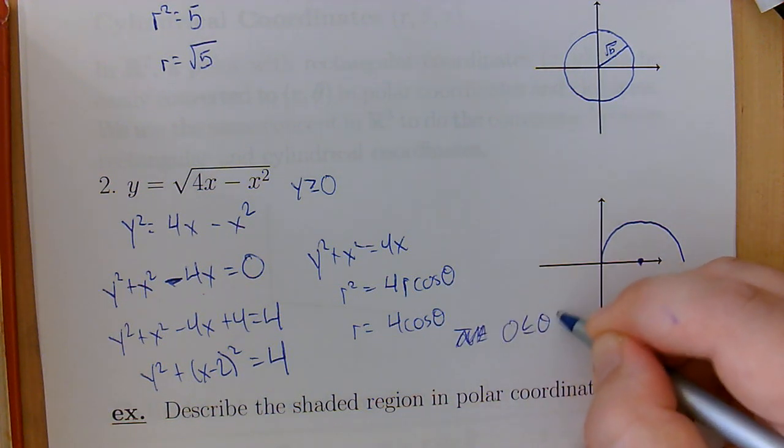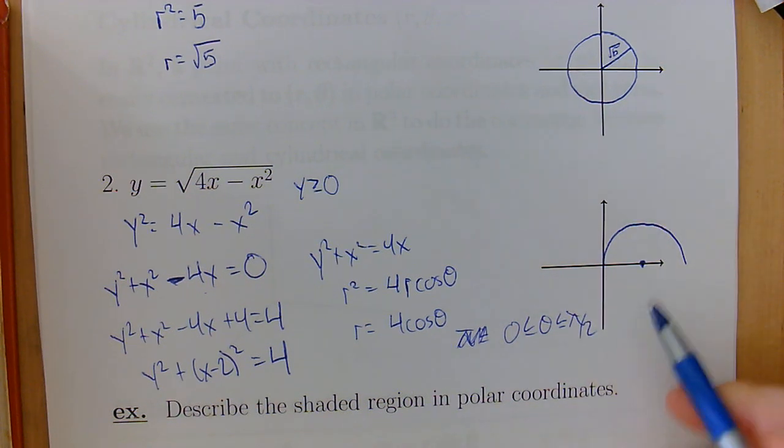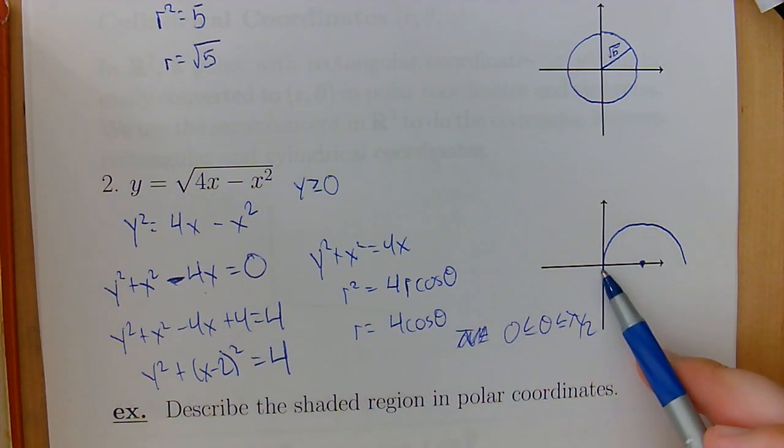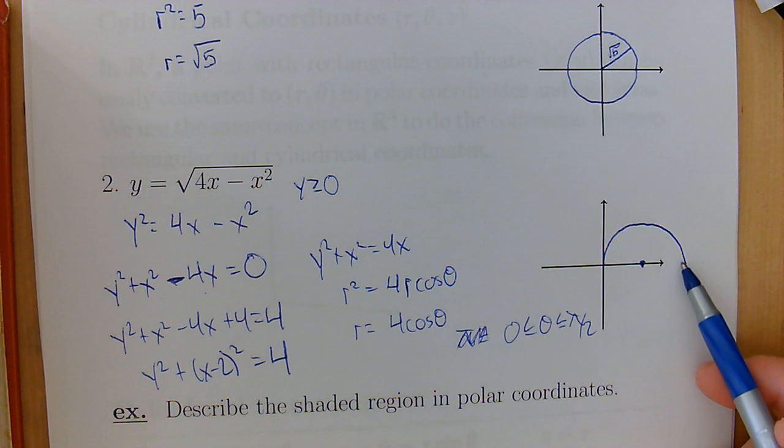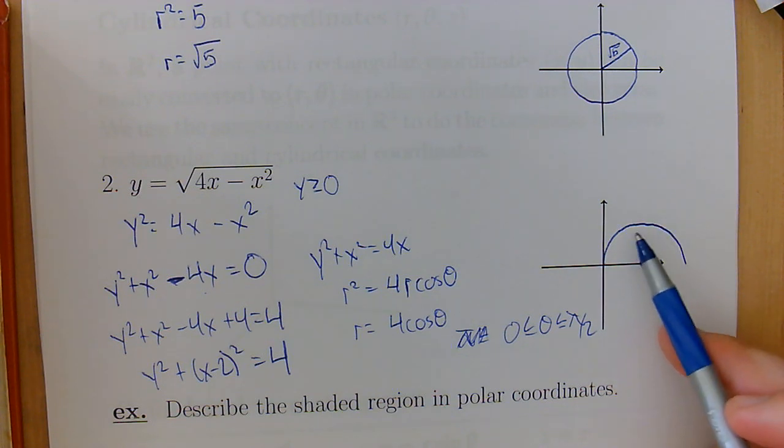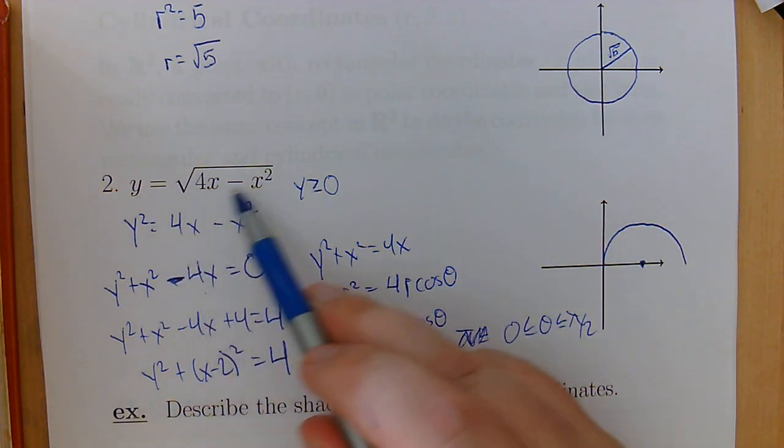So we need to restrict theta here because we don't want to go too far around the circle, because then we would start getting this negative part right here. So this would be our half circle right here, which is what this is describing.